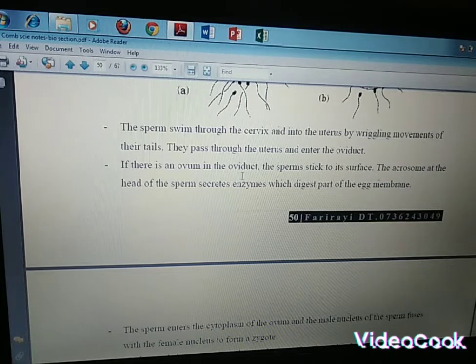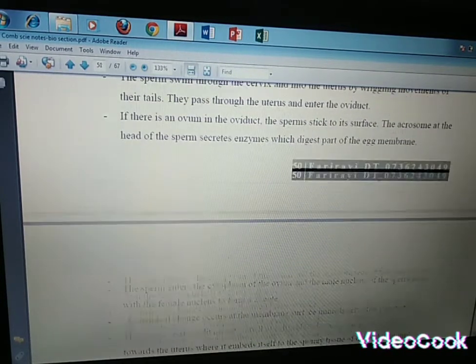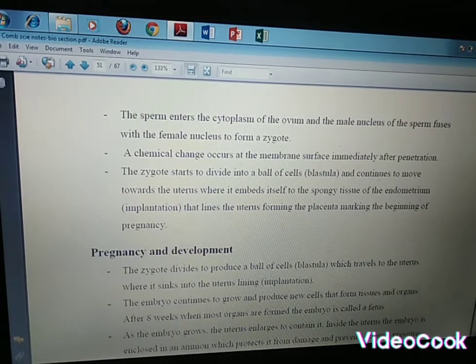So if there's an ovum in the oviduct, that's an egg. An ovum is an egg. The sperms stick to its surface. The acrosomes at the head of the sperm secrete enzymes which digest parts of the egg membrane, right? Once those parts of the egg membrane have been digested, the sperm is able to enter the cytoplasm of the ovum, and its male nucleus fuses with the female nucleus to form a zygote.